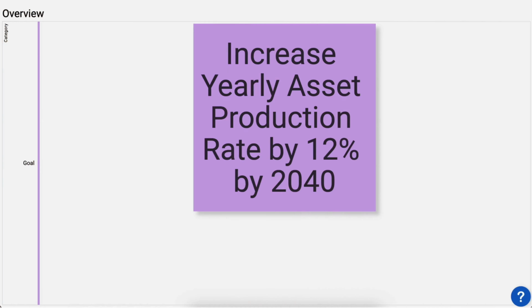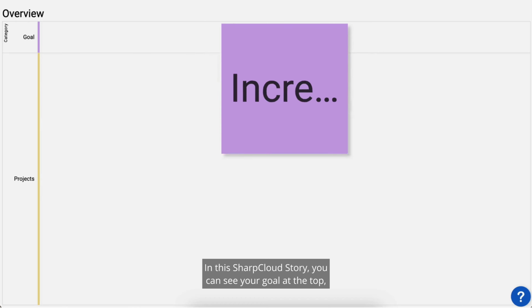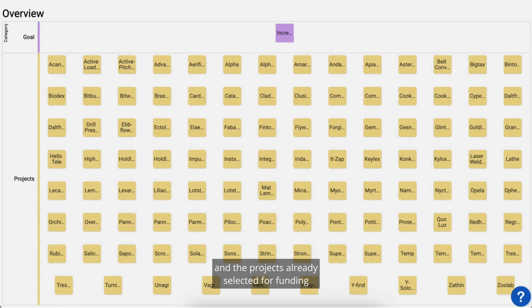Let me show you. In this SharpCloud story, you can see your goal at the top, and the projects already selected for funding to achieve that goal to help you and your team understand how individual projects connect and impact the overall business goal, as well as other projects in your pipeline.